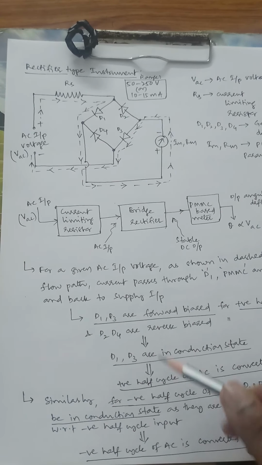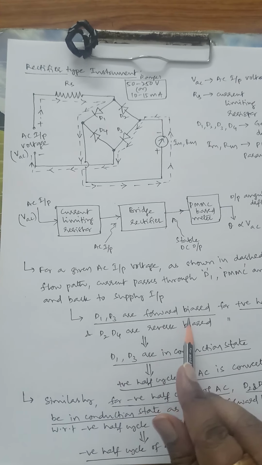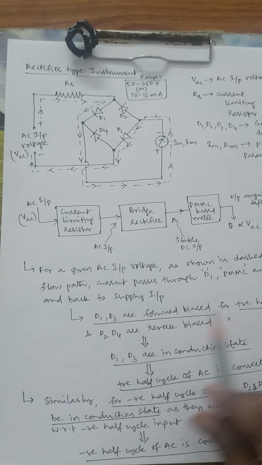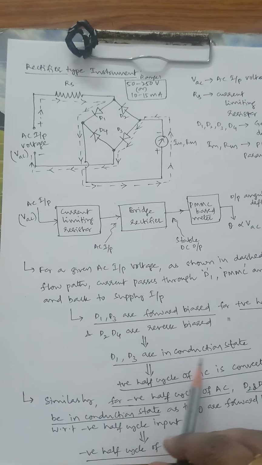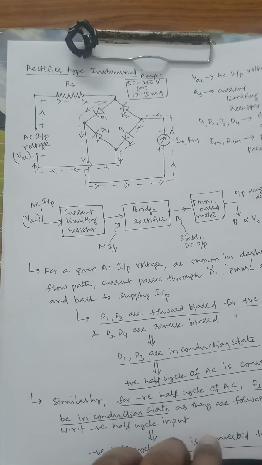So whatever we have discussed is written here. D1 and D3 are forward biased for the positive half cycle, D2 and D4 are reverse biased for the positive cycle, which means D1 and D3 are in the conduction state. So the positive half cycle of AC is converted to DC. Similarly, for the negative half cycle, D2 and D4 will be in the conduction state as they are forward biased with respect to the negative half cycle, and accordingly the negative half cycle of AC is converted to DC there.